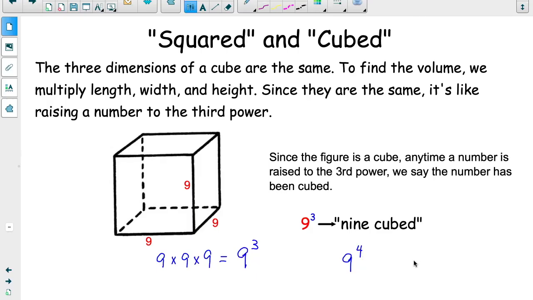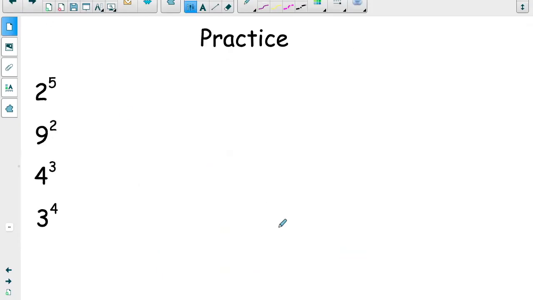It wasn't that somebody just arbitrarily decided to the second power and to the third power would be squared and cubed, respectively. It was the shapes that they corresponded to that led to those names. So I just wanted to share that with you so you understand there is again a reason these things happen the way they do. Now, in terms of our practice right here, very simple.